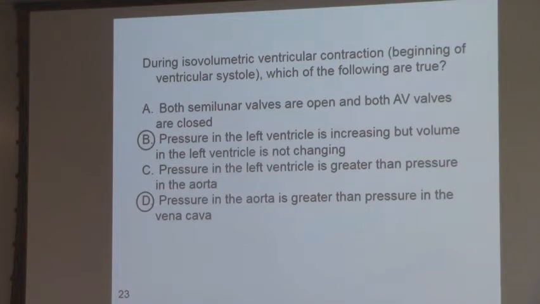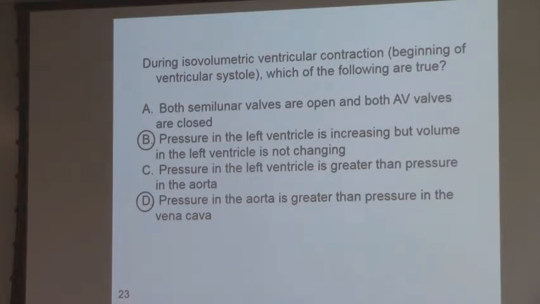So, isovolumetric. There can be no valves open, so we can cross A out from the very start. Pressure in the left ventricle is increasing because it is contracting, but the outflow valves, the aortic and the pulmonary semilunar valves, have not yet opened. So pressure is increasing, but volume is not changing. That's the definition of isovolumetric. Pressure in the left ventricle is greater than pressure in the aorta. No, if that were true, that would open the aortic valve and we would not be isovolumetric.